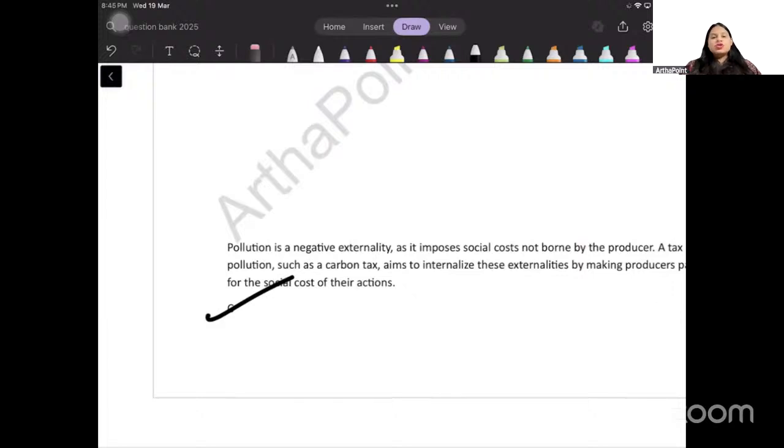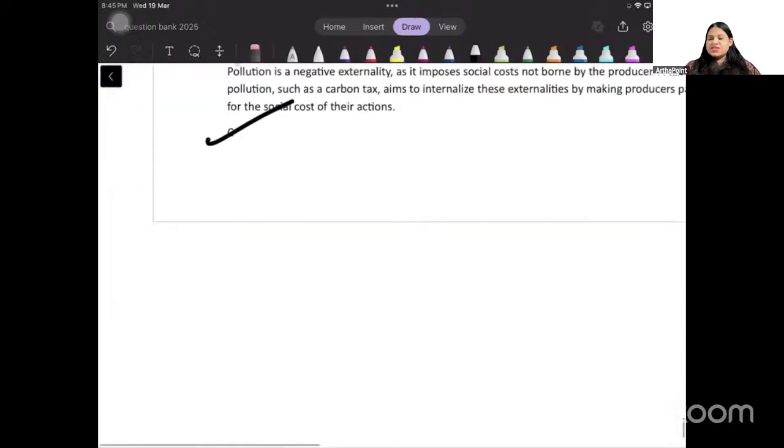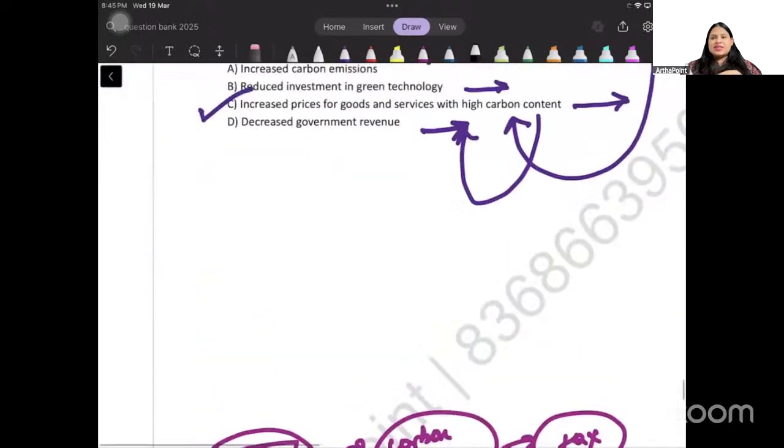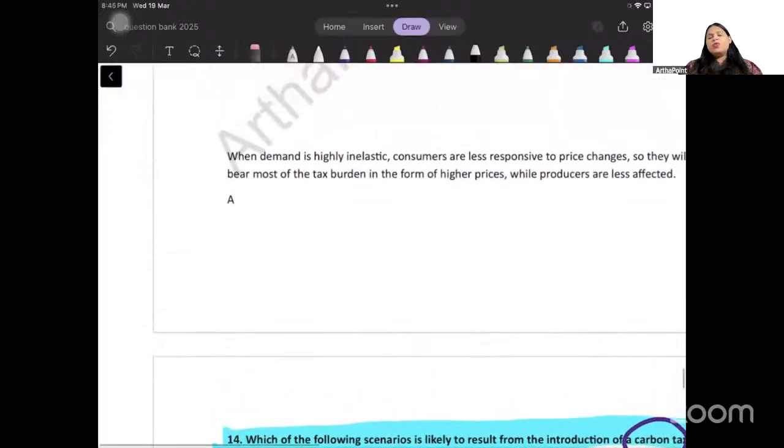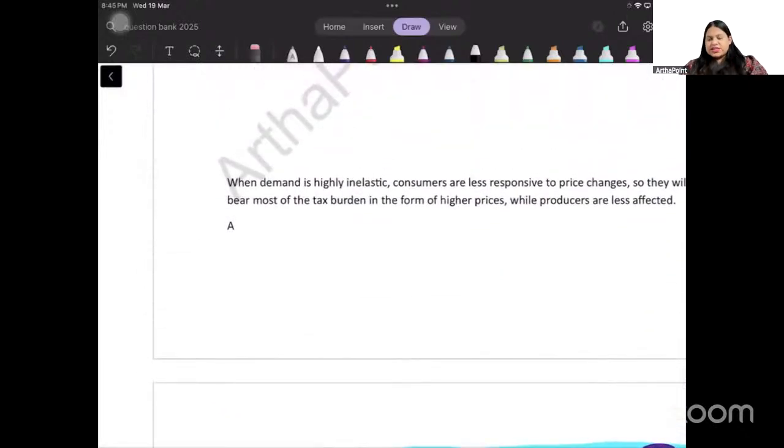Okay. So that is it, beta. This is the first session that we have conducted on taxes. Let's take some numerical questions on deadweight loss in the next class so that we know how to solve numericals also. Okay, okay. Thank you.